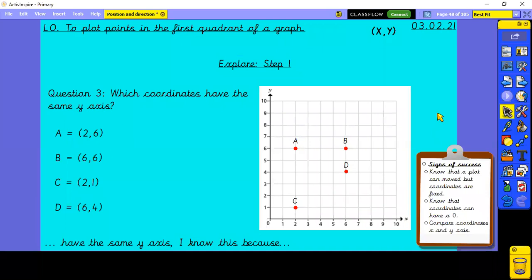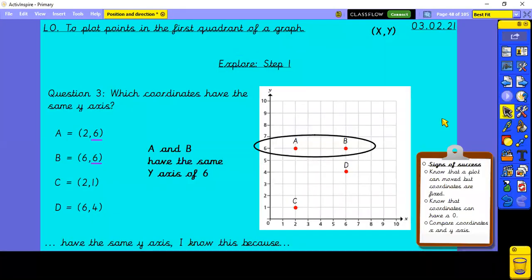Okay, so this time I want you to think about the y-axis. And now that I've modelled how we find and compare the x-axis of the same coordinates, I want you to think about which coordinates have the same y-axis. So remember that the y-axis is the second number, and you can also look at this part of the graph and see which are in line. Okay, so pause the video to have a go at the y-axis comparison.